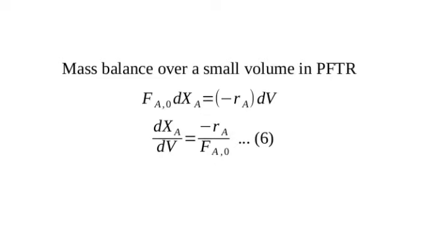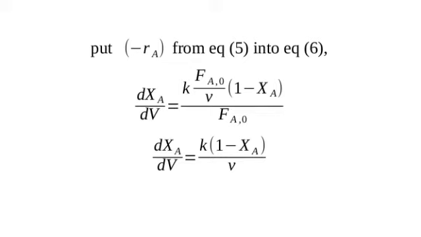Now we perform a mass balance over a very small differential volume in the PFR given, and you get this equation, and then you manipulate this equation, and we get it in the form of dX_A by dV. That is equation number 6. Then from the previous equation 5, put the expression for minus r_A into equation number 6, and you will get this expression, and finally you will get the expression shown on the screen.